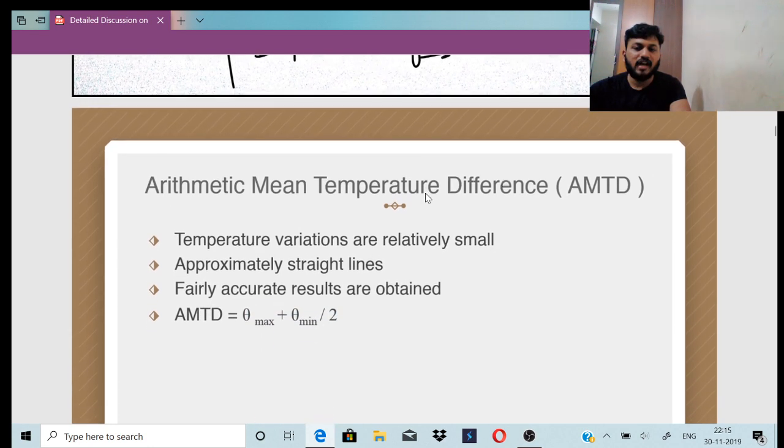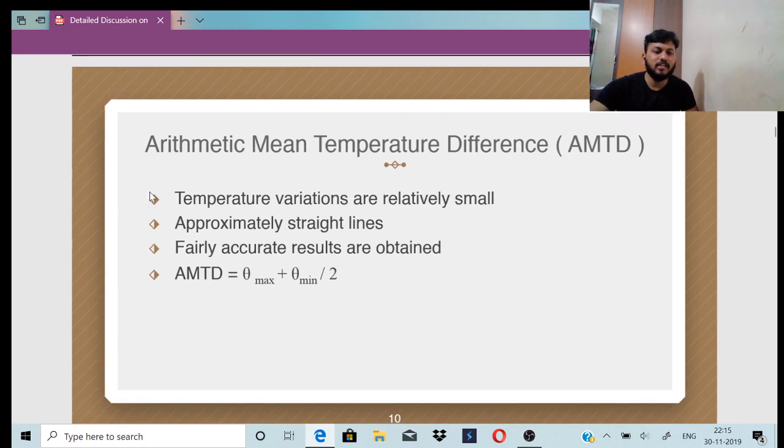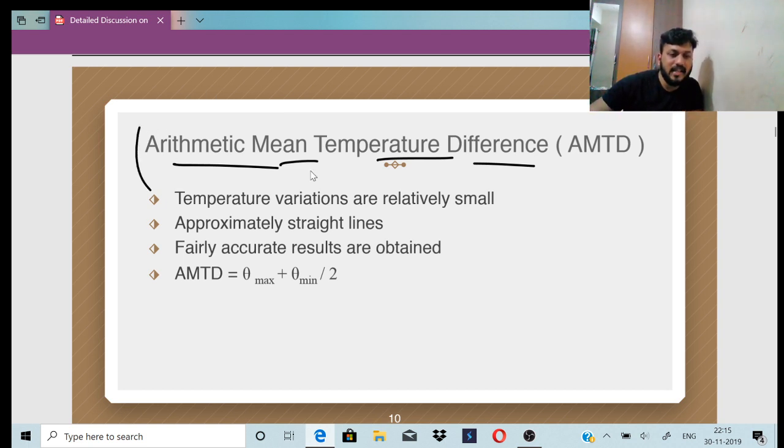Now we will move on to the next part, which is the arithmetic mean temperature difference. So what we saw in the previous slides, where a correction factor has to be utilized in cross flow and multipass heat exchangers, जो भी हम करेक्शन फैक्टर को यूज करते हैं वो हमने पिछले स्लाइड में देखा था. अभी इस स्लाइड में हम अरिथमेटिक मीन टेम्परेचर डिफरेंस क्या है देखेंगे.